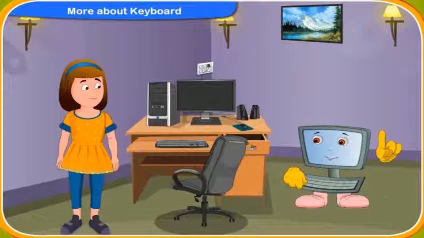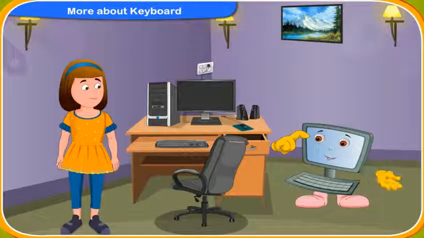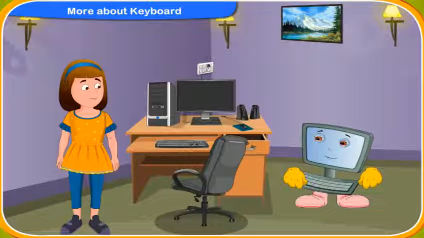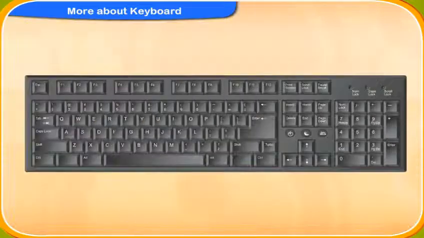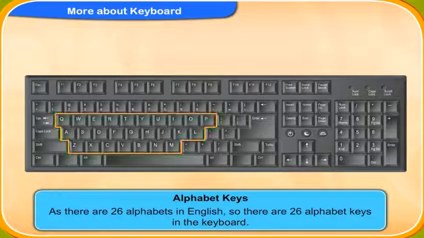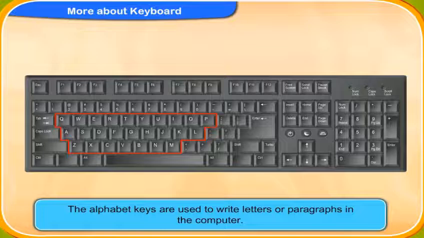Rennie, do you know how many alphabets there are in English from A to Z? I think there are 26 alphabets in English. You are right, Rennie. As there are 26 alphabets in English, there are 26 alphabet keys on the keyboard. The alphabet keys are used to write letters or paragraphs on the computer.